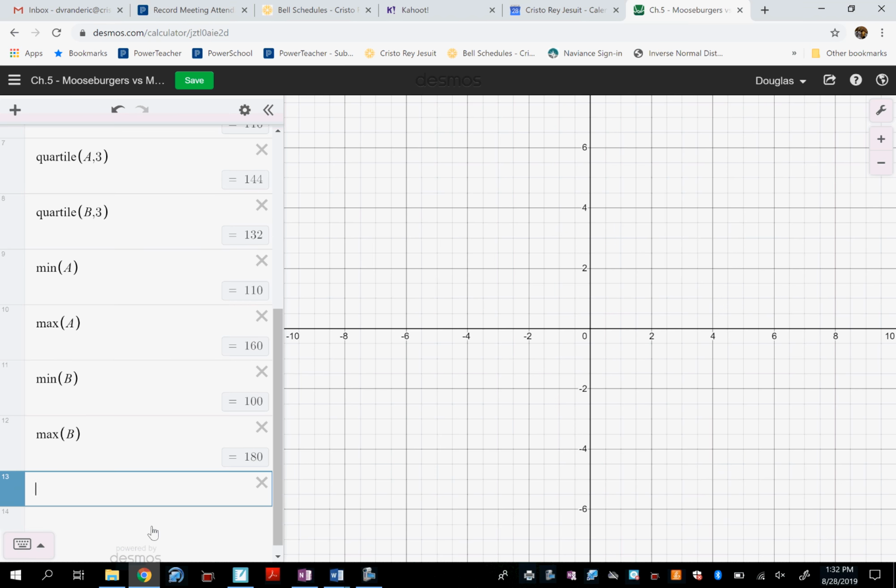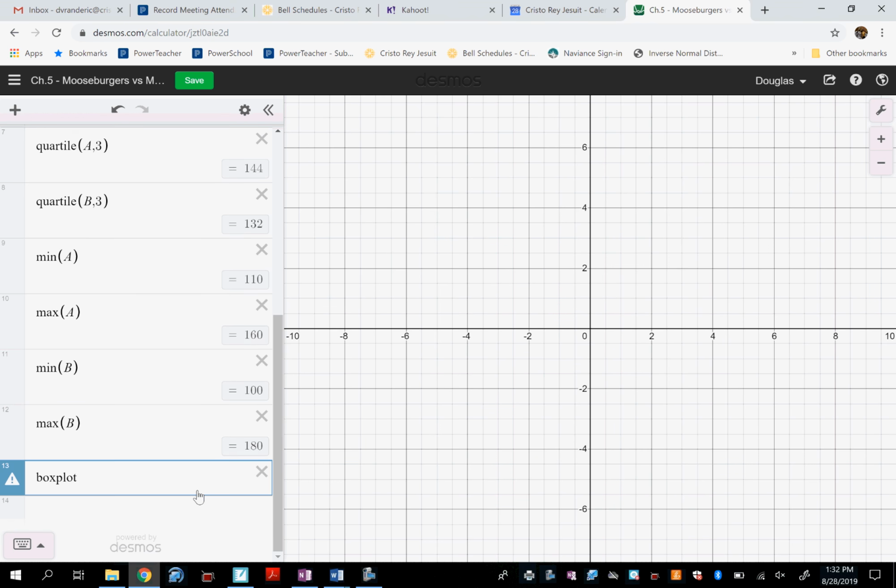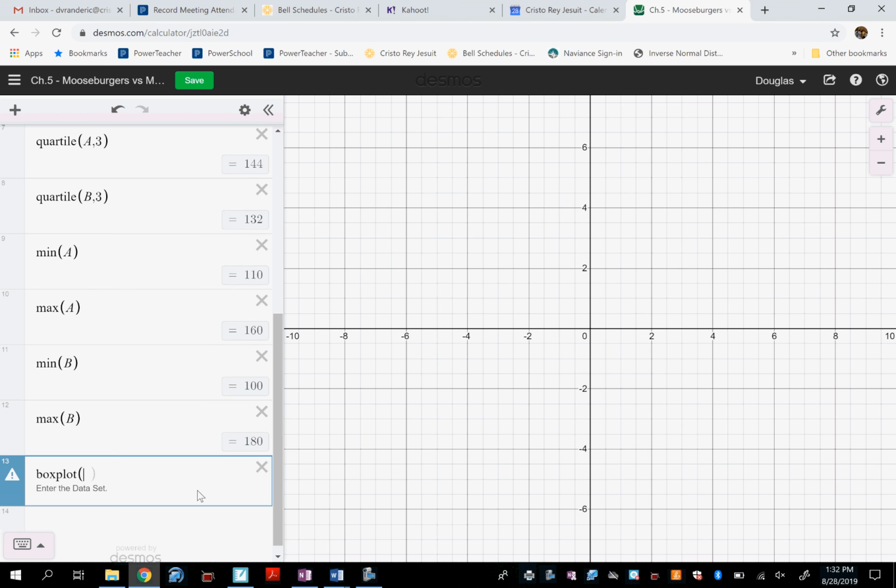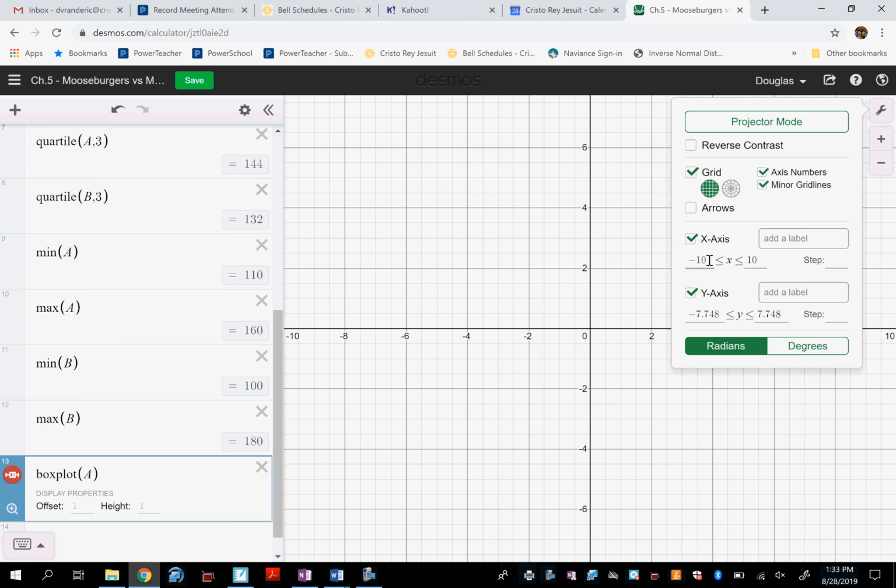So you're going to click to a new line, and you're going to type box plot, open the parenthesis, and we're going to start with Moose Burgers, A, and just close it. Now you might notice there's nothing happening. So we need to make sure we get everything going on our grid. So do you remember that wrench that's in like the top right corner? Click on that wrench, and let's change the x-axis.